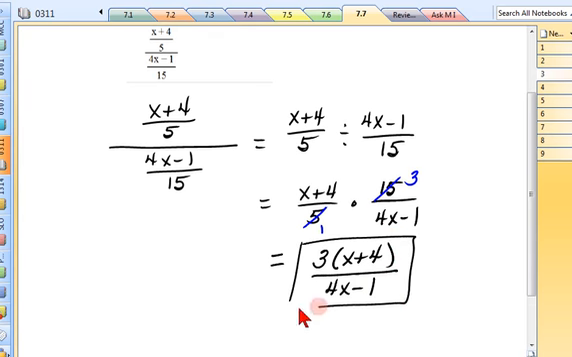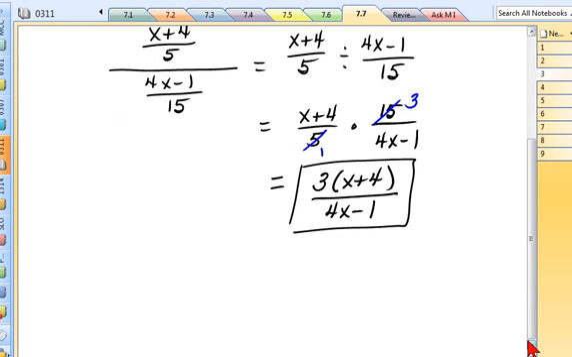And you don't need to distribute that. You don't have to distribute the 3 across the numerator. Leave it as it is. Now, if you put as your numerator answer 3x plus 12, that would be fine. You just don't need to. Does anybody have a question on method 1? You know when to use it and you know how to use it.